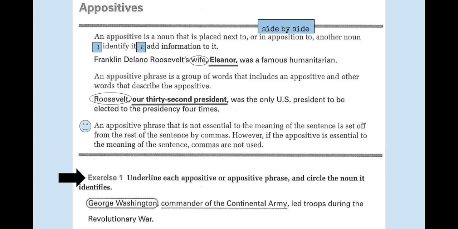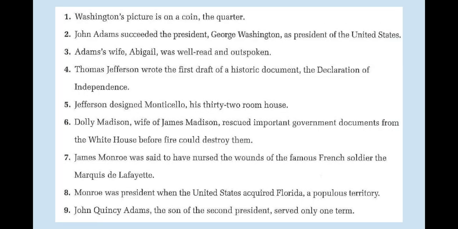George Washington, the commander of the Continental Army, led troops during the Revolutionary War. So, commander of the Continental Army here is our appositive phrase, adding more information to our noun, George Washington. So let's take a look at number 1. Washington's picture is on a coin, the quarter. The quarter is our appositive phrase identifying coin.